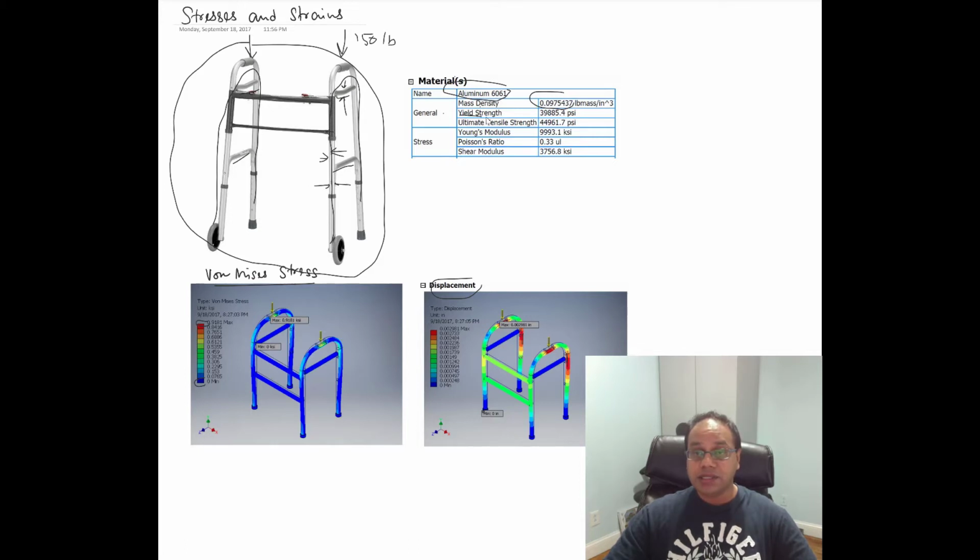A third number over here is the yield strength. We'll talk about what the yield strength is, and this is 39 kilopounds per square inch, and the ultimate tensile strength, which is the highest stress that a material can take, is close to 45 kilopsi. The Young's modulus is 993 kilopsi, and Poisson ratio and shear modulus are something that we'll talk about. So all these numbers that you see over here will make a lot of sense pretty soon.